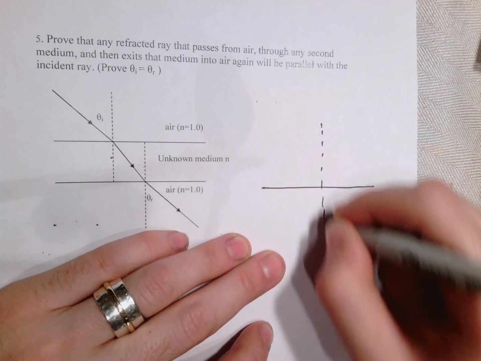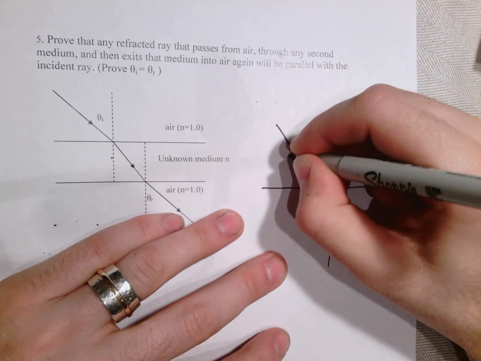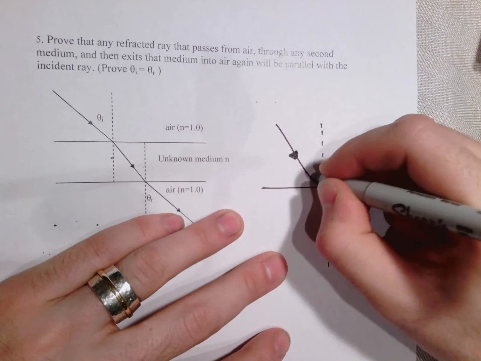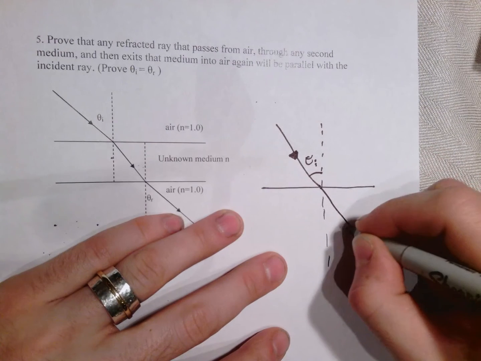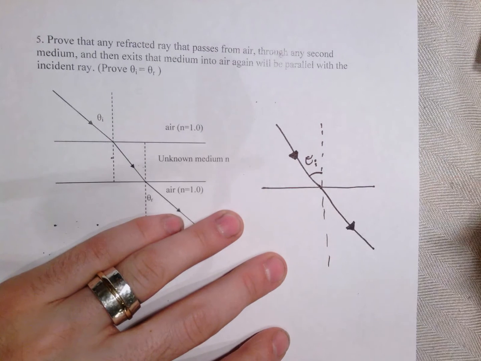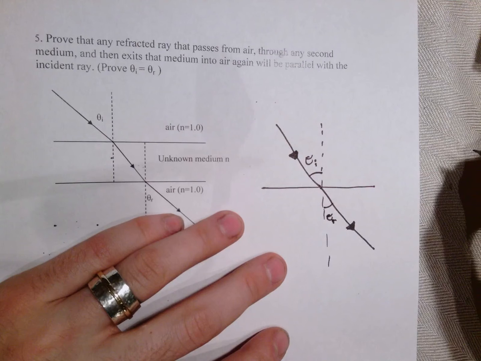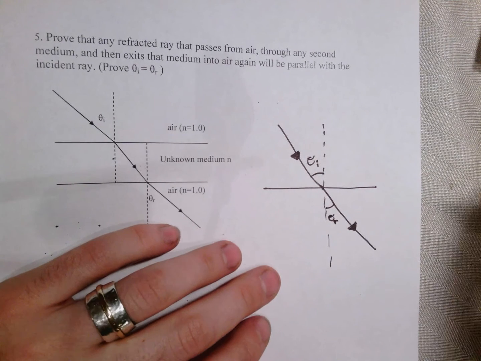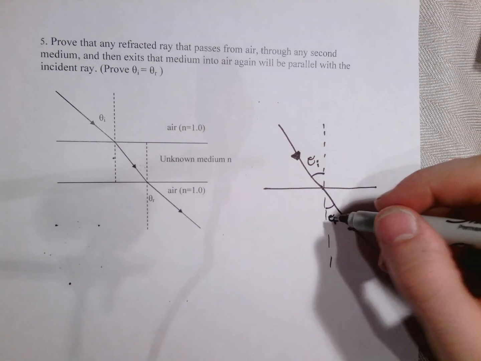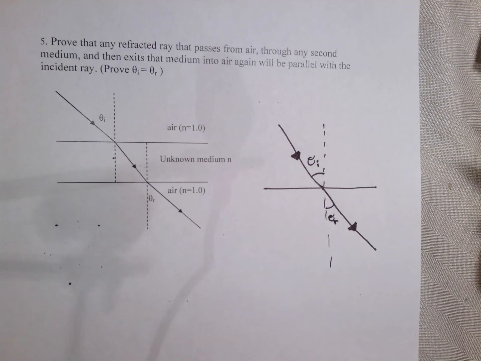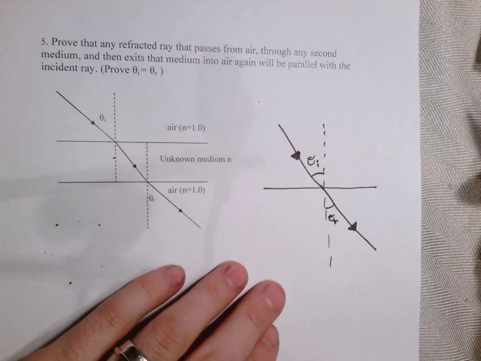Here's my normal. Incident ray coming in at some angle, and some refracted ray going out at some angle. Now, if these angles are the same, then pretty much based on, again, geometry from grade 9, there's actually proofs that this has to be two parallel lines.